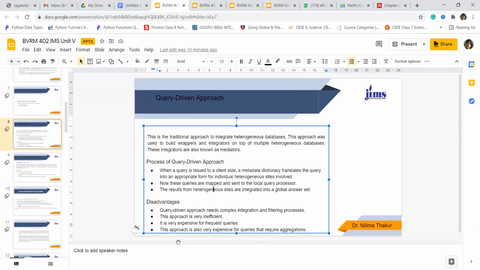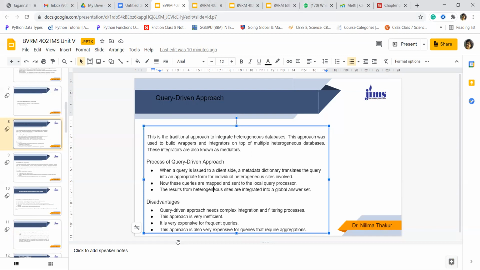When a query is issued to a client side, a metadata dictionary translates the query into an appropriate form for individual heterogeneous sites. Now, these queries are mapped and sent to the local query processor. The results from heterogeneous sites are integrated into a global answer set.